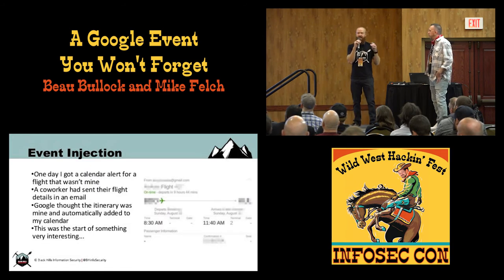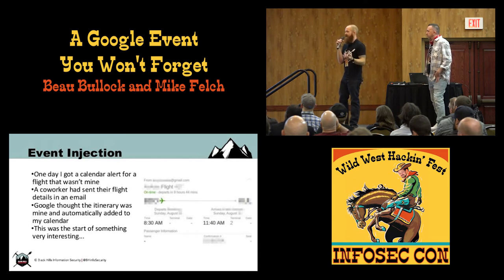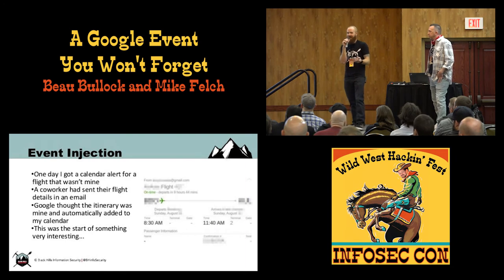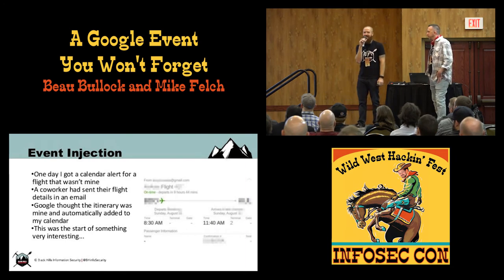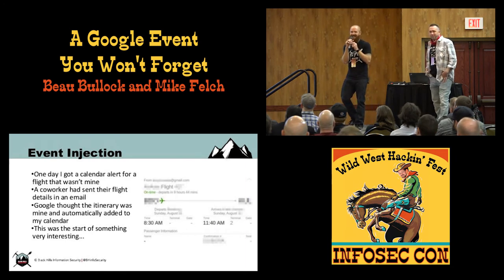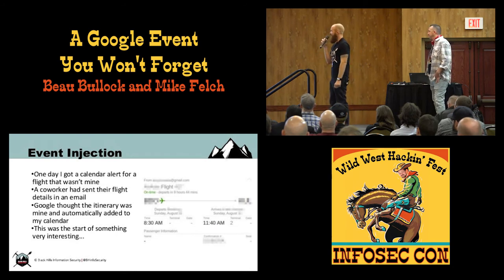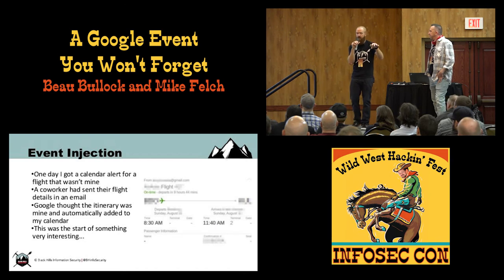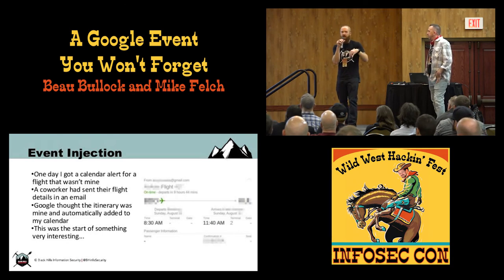So, story time, how we even got here. One day I was looking through my calendar, and I saw that I had travel plans for the next day, and I was like, where did that come from? I'm not going anywhere. I mean, John hasn't sent me there yet. I started looking through the email, and it turned out a coworker had sent his travel plans in the body of an email, and Google thought that was my travel plan, so it added it to my calendar automatically.